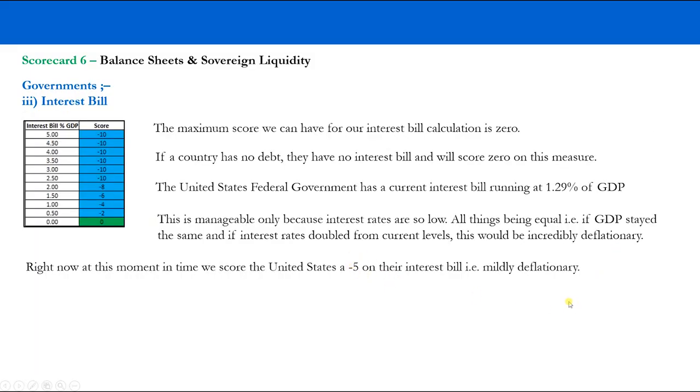So that sums up the interest bill. Again, think of this in overall scorecard terms, and all of these drivers adding a net positive or a net negative to the overall number.